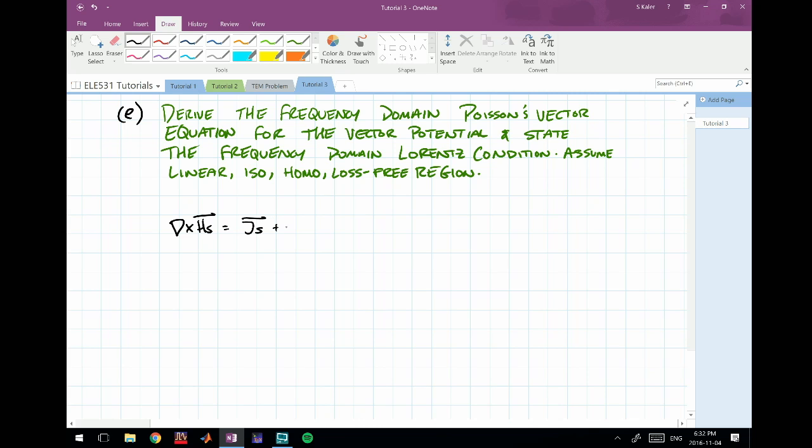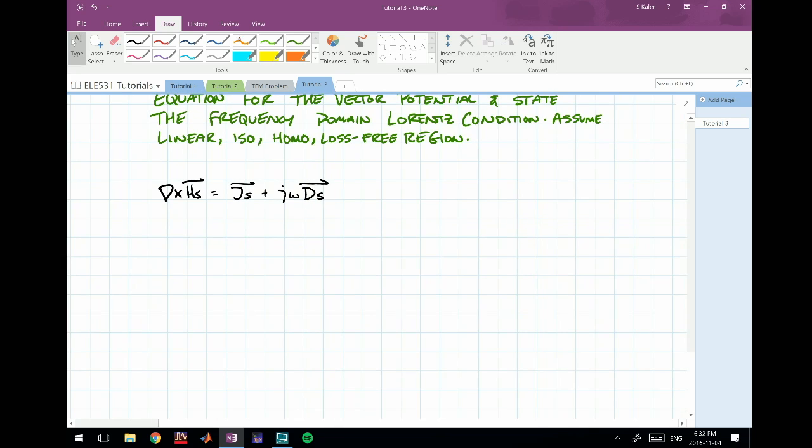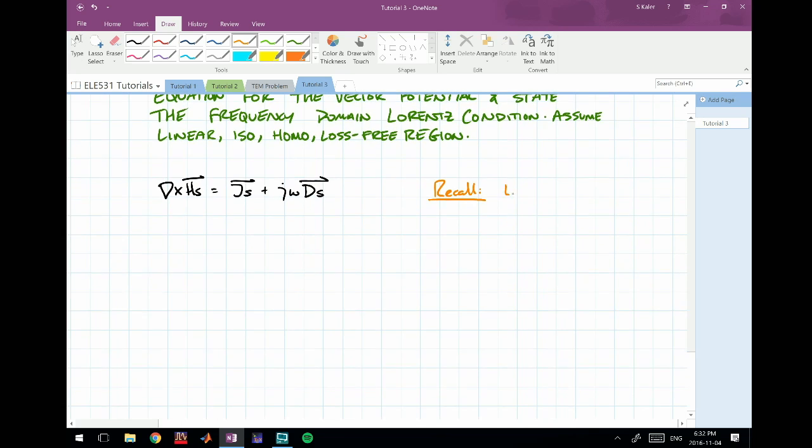Curl of Hs equals Js plus j omega Ds, and it says in the frequency domain, so everything is in the frequency domain here. I'm also going to write on the side, recall that Es is minus gradient of V minus j omega As. What else do we have? We have Bs equal to the curl of As. We might also need Bs equals mu Hs, but you should all know that one off the top of your head at this point.